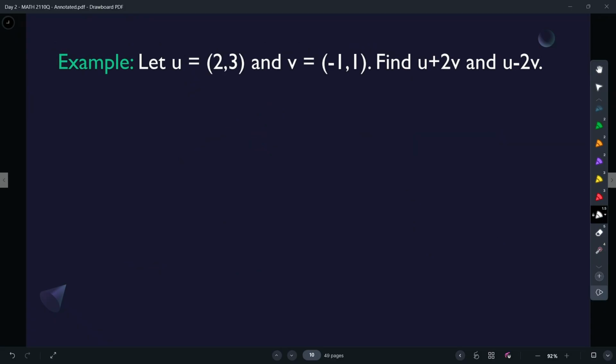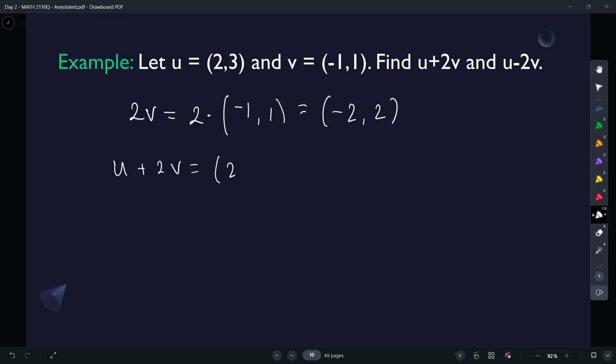So we can do this in coordinates. As I said, addition of vectors is component-wise. So let's figure out, first of all, what is 2v? 2v is twice (-1, 1). So that is (-2, 2). And then what will be u plus 2v? That will be (2, 3) plus 2v, which is (-2, 2). And I add those component-wise. So it's 2 minus 2, 0, and 3 plus 2 is 5. Okay, so that's u plus 2v.